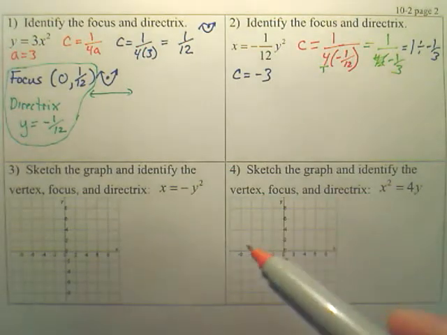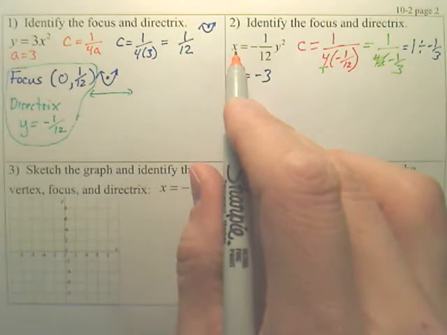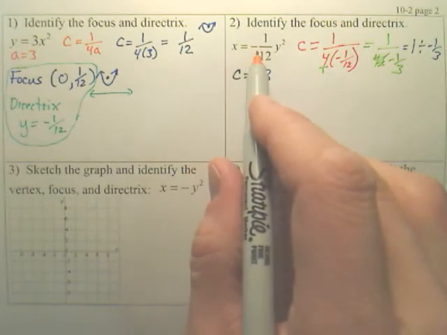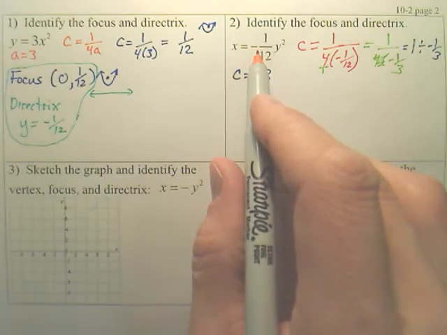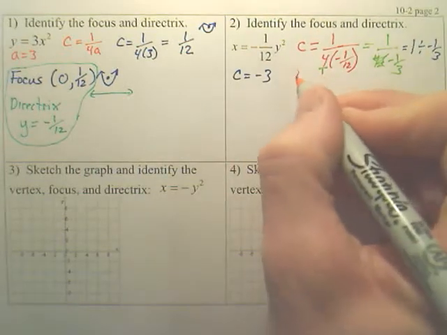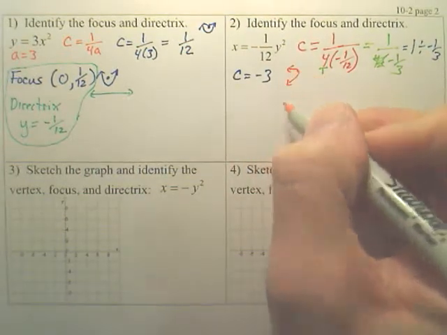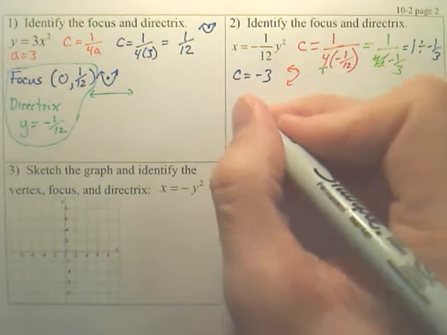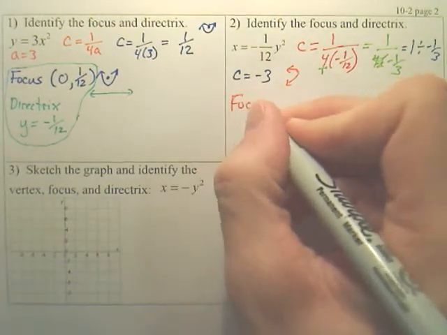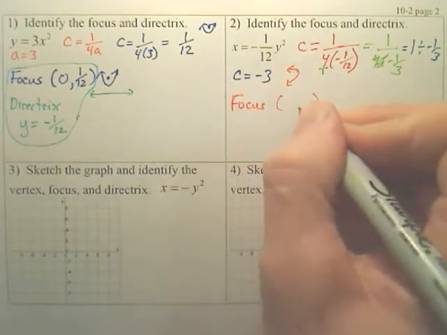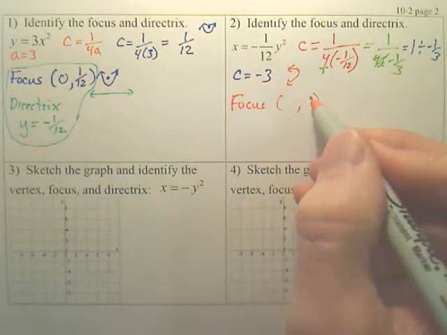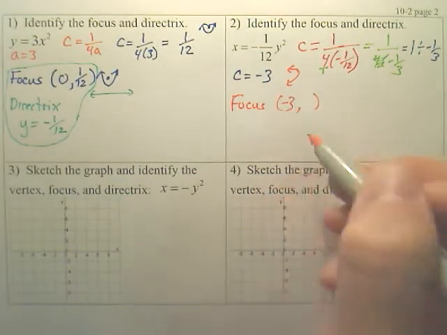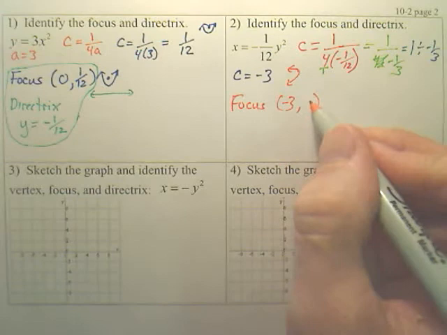Now let's think about this graph. If it's x, isn't that going to open left or right? Since it's a negative A value, doesn't that mean it's going to open left? So if it's going to open left, my focus, well, won't this negative 3 mean I'm going to the left negative 3? So I won't put it in the x value. My y value will be 0.